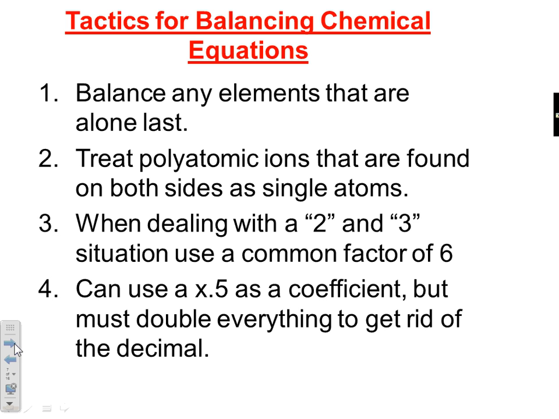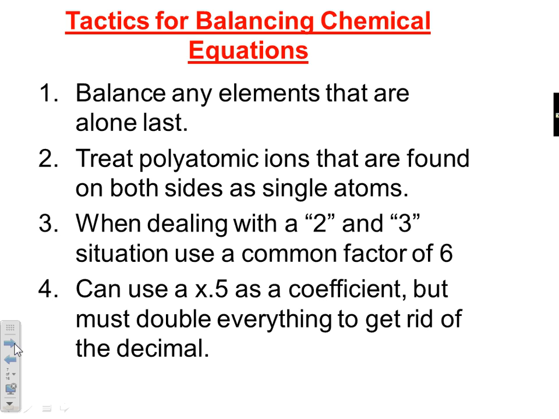If we have polyatomic ions, brackets with say a CO3 in it, they tend to stay together. So you'll find that you've got a carbonate on one side and a carbonate on the other side. Don't separate them out into C's and O's. Treat them as carbonates. So you might have 2 carbonates over here and 1 carbonate over here, so put a 2 to make 2 carbonates. Don't separate them out into their individual atoms, because you'll be counting forever. So leave them together if they're together.